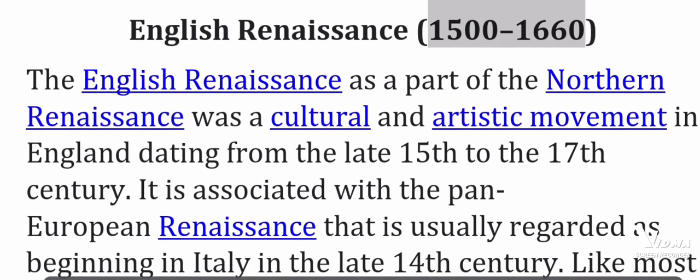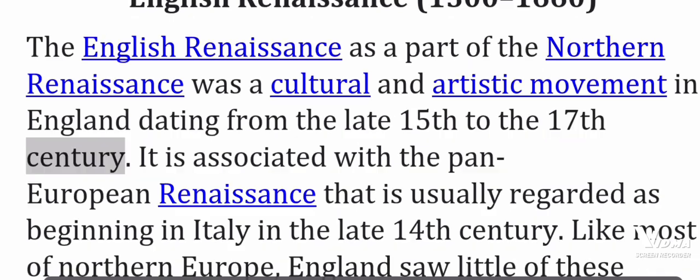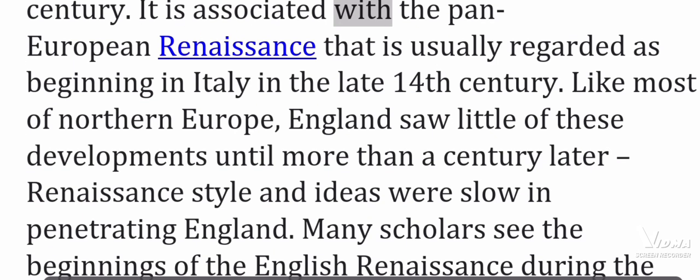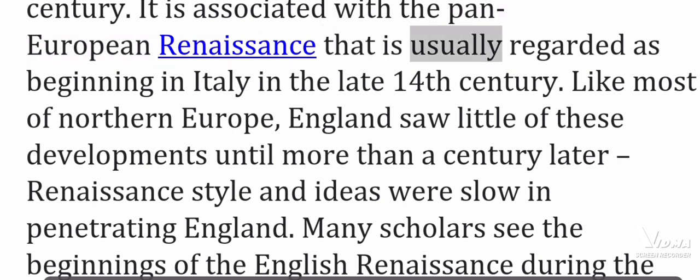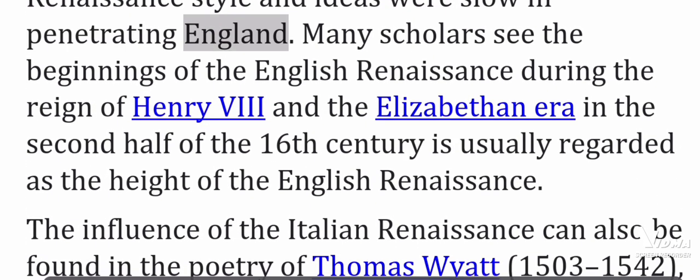English Renaissance, 1500 to 1660. The English Renaissance, as a part of the Northern Renaissance, was a cultural and artistic movement in England dating from the late 15th to the 17th century. It is associated with the Pan-European Renaissance, that is usually regarded as beginning in Italy in the late 14th century. Like most of Northern Europe, England saw little of these developments until more than a century later. Renaissance style and ideas were slow in penetrating England.